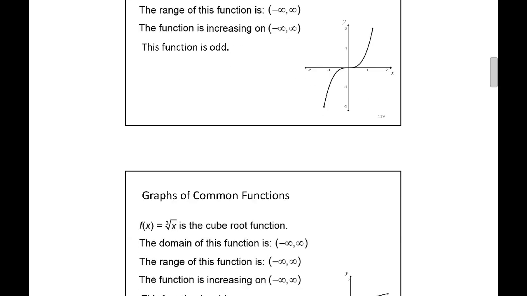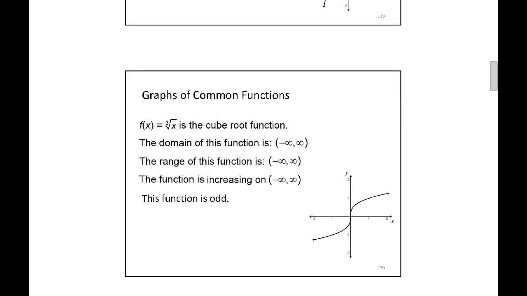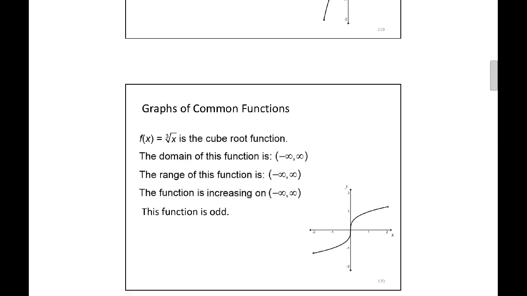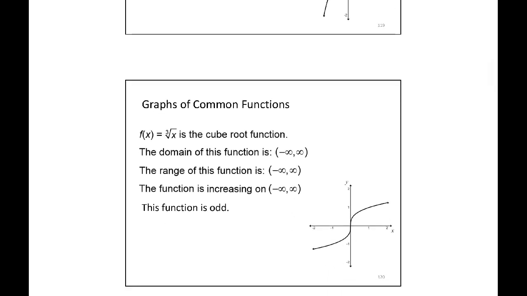For our last function, we have the cube root function. F of x equals, and this is similar to the square root, but we have an index of 3, notated right here. And this is the inverse of the x cubed function, which is why they're next to each other. Has some similar behavior, but it is reflected across the line y equals x.